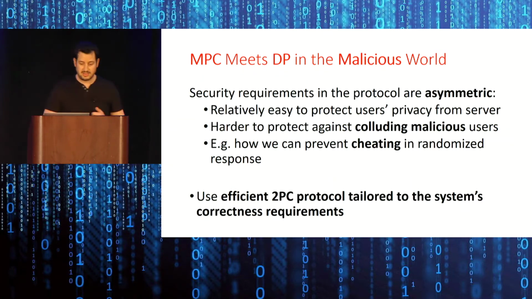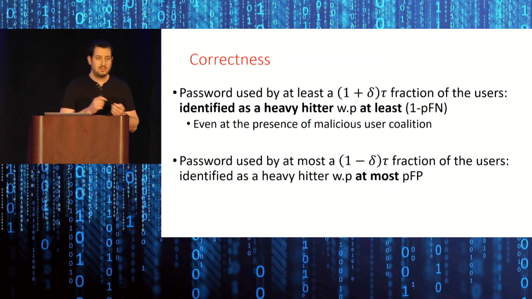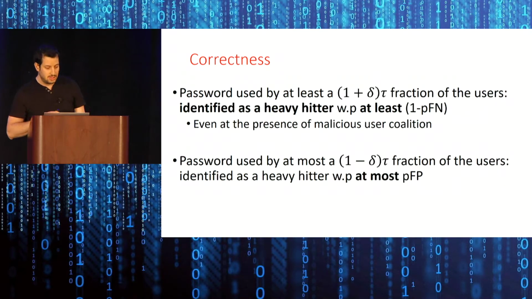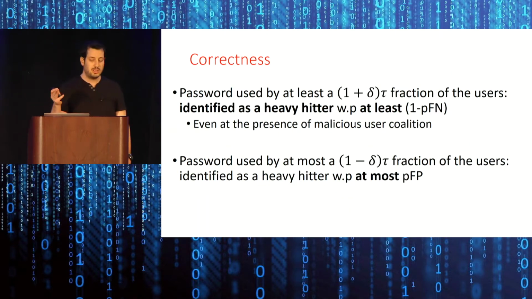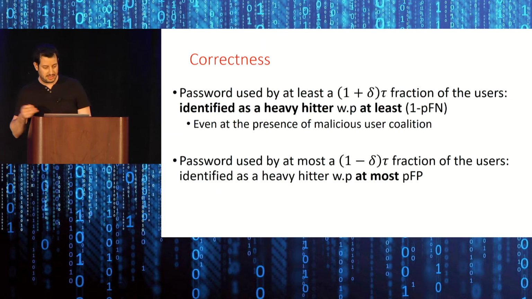And we have one that is tailored to the requirements that we have. If we want to at least semi-formally define correctness, we want to be able to detect as a heavy hitter any password that is used by more than a (1 plus delta) tau fraction of the users. And this is even in the presence of this malicious user coalition. And we want to not identify passwords that are not popular, that is, used by less than a (1 minus delta) tau fraction of the users, with relatively high probability.